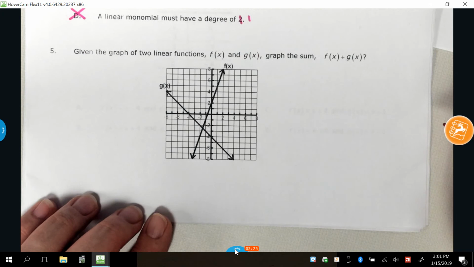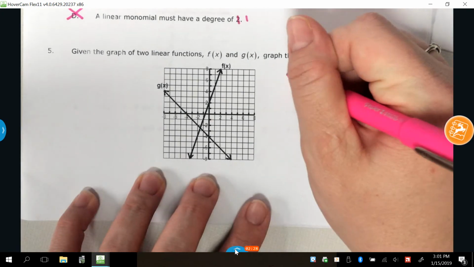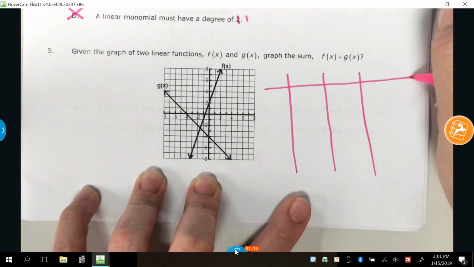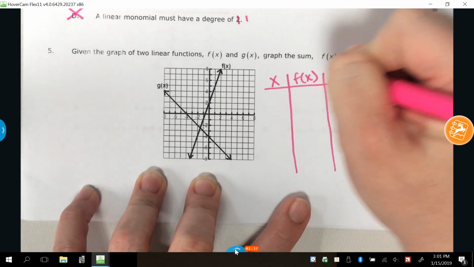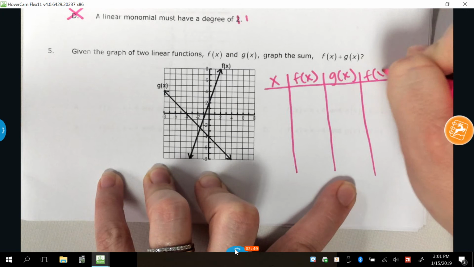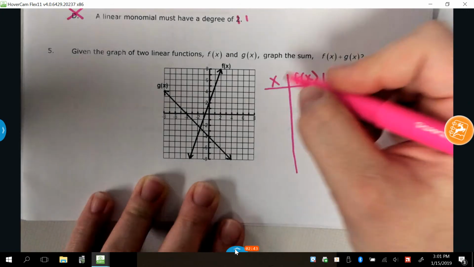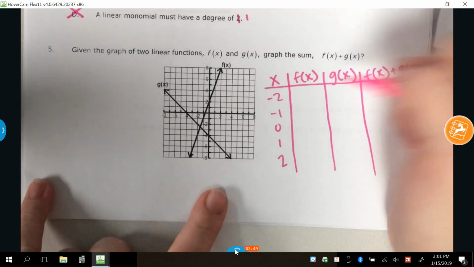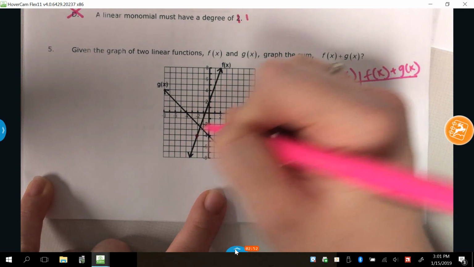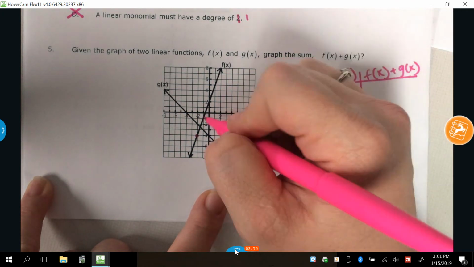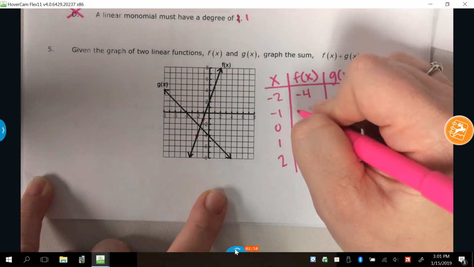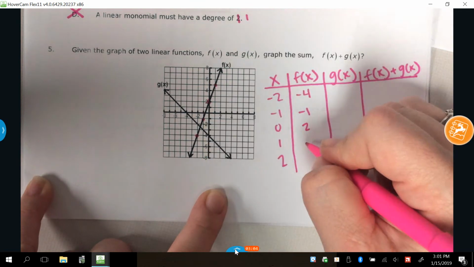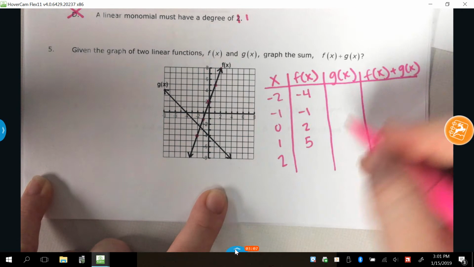Okay, number 5 and 6 on your test are going to be multiple choice with a table, so like the one I'm about to build. So we'll go with -2, -1, 0, 1, 2. So f of x at -2 is -4. F of x at -1 is -1. F of x at 0 is 2. F of x at 1 is 5. And f of x at 2 is 8.